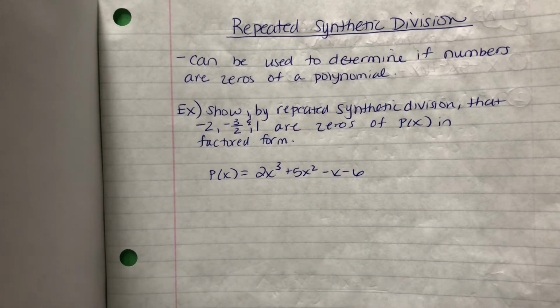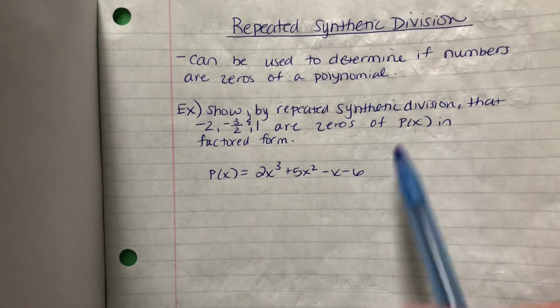Feel free to always pause the video to write down whatever you need and come back when you're ready. So we're going to show by repeated synthetic division that -2, -3/2, and 1 are zeros of the polynomial p of x in factored form.